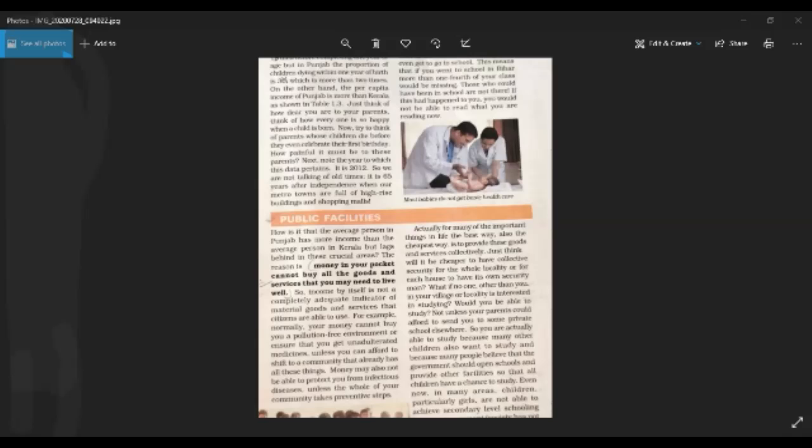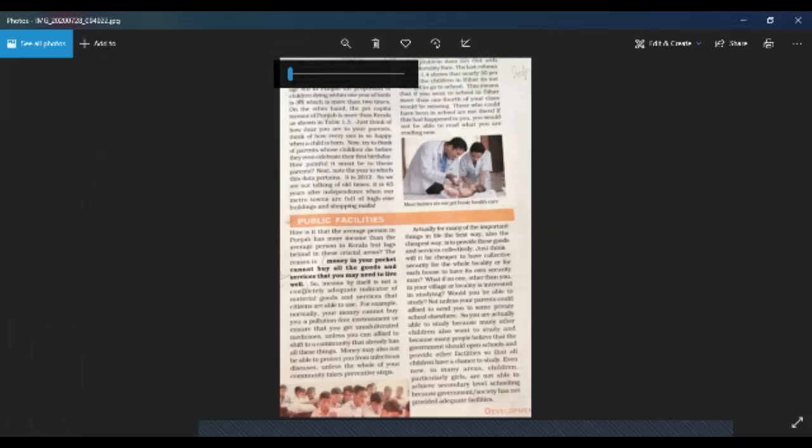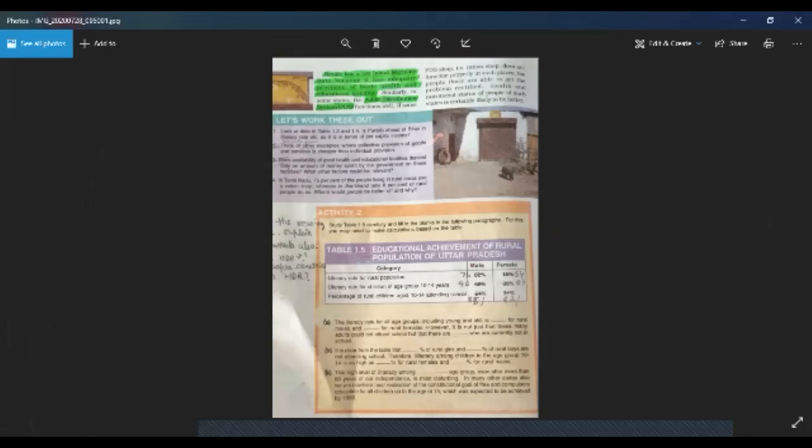Even now, in many areas, children, particularly girls, are not able to achieve secondary level schooling because schools are not there. Because secondary schools are not there, and parents cannot send their girls so far to the cities or towns to take education. So this is an important thing. From here the public facilities chapter topic is started.